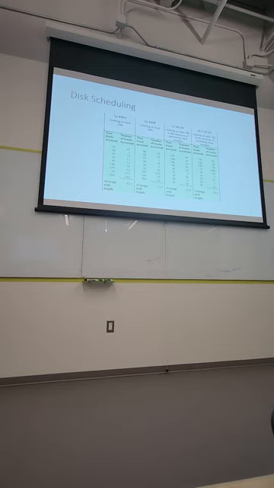So there's two charts here, in addition to the terms like seek time, translation, and latency. I would look at this one. What is the advantage of FIFO? What is the advantage of shortest seek time, scan, or C-scan?